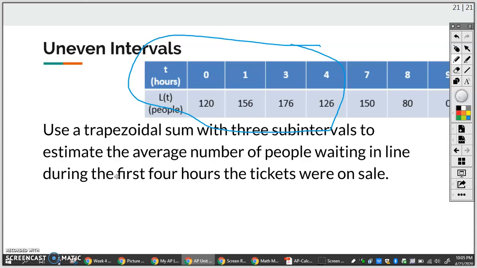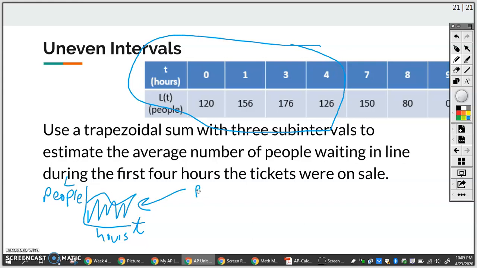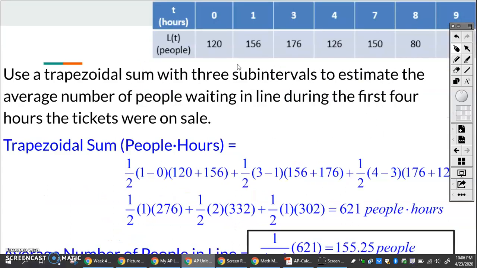the first 4 hours. And we've got a graph that's got T, the number of hours, and then L, which is the number of people. Now, if we think about whatever the area underneath here is, the units would be people times hours. So if we want the average number of people, we'd have to take the number of people times hours and divide by the total number of hours. So I've got it all worked out here.